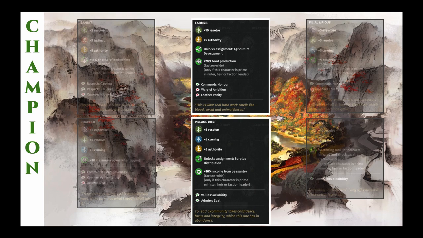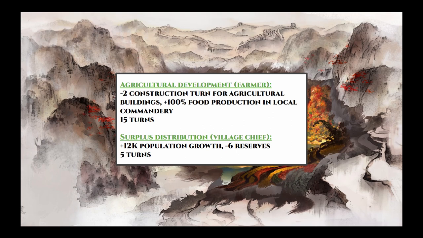From the Farmer, we have Agriculture Development, which is one of the best assignments in the game. It gives you 15 turns of -2 turns construction time for all agricultural buildings, and 100% food production in the local commandery. This is amazing. So if you see recruits with Farmer as their background, don't hesitate and worry about their level, their stats, or their traits. Just hire them and abuse this assignment to help you build up your peasantry income and food-focused commanderies.